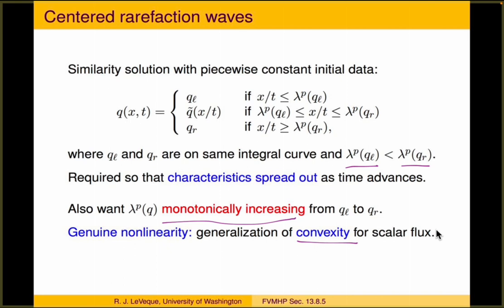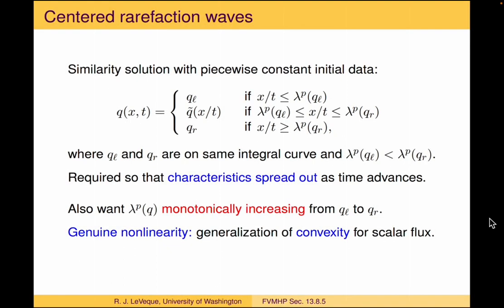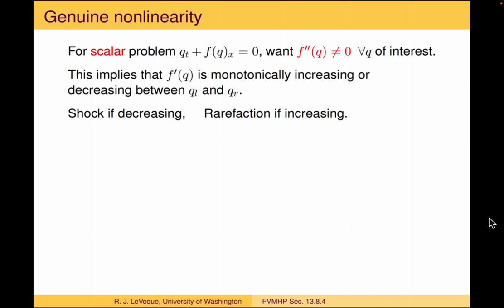And similarly, for a system of equations, if you don't have this monotonicity, then you can have more complicated structures where a single Riemann problem might have compound waves that involve both shocks and rarefactions in each of the nonlinear families. So this is what we call genuine nonlinearity for the system case.